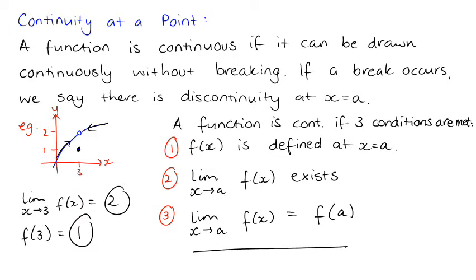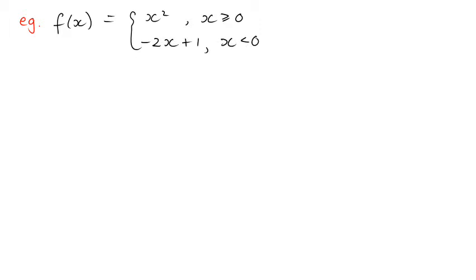We'll do one algebraically and it'll make more sense. So we've got this function: x squared for x greater than or equal to 0 and negative 2x plus 1 for x less than 0. We've got to prove either that it's continuous or it's got a discontinuity at some point. So we need to meet those 3 conditions.